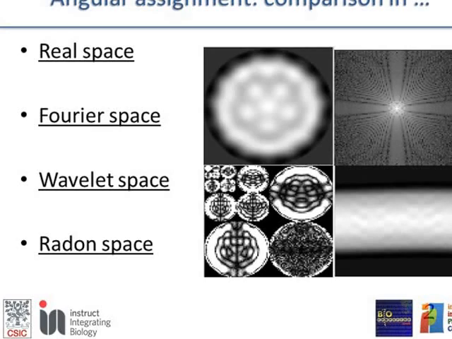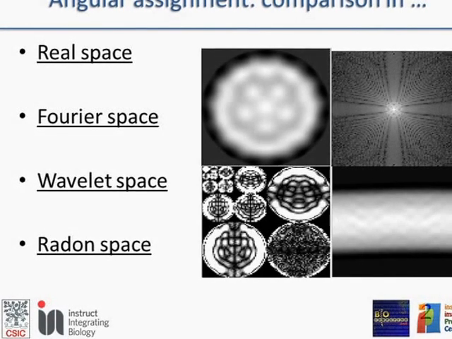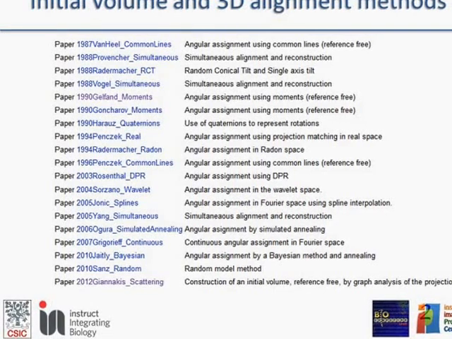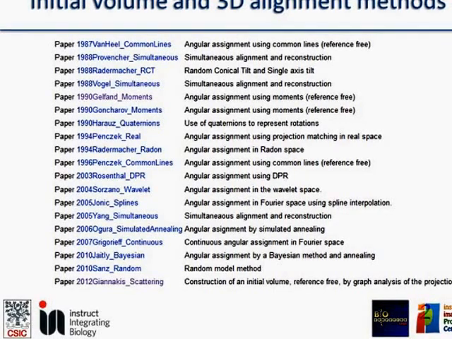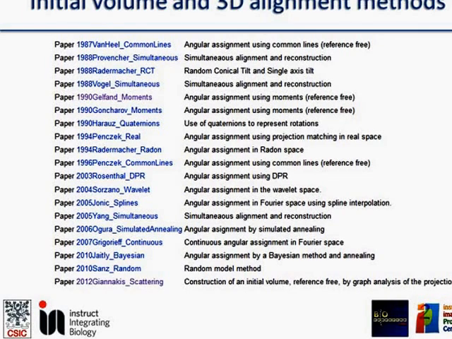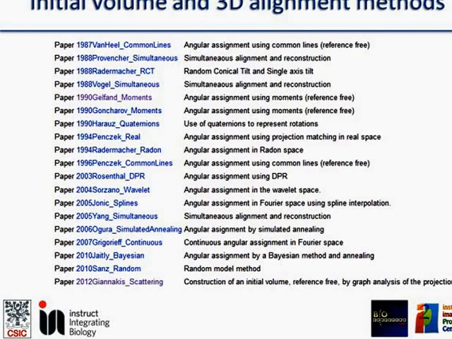We have some papers doing it in wavelet space. Michael Nadermacher does it in Radon space. So you can do it in many spaces, and the different spaces help you to avoid local minima or to be more robust with respect to whatever. In fact, you see this is a long list of articles related to the initial volume and the 3D alignment. Many times they are intermixed, both problems are solved at the same time. So I have put the list of papers together.